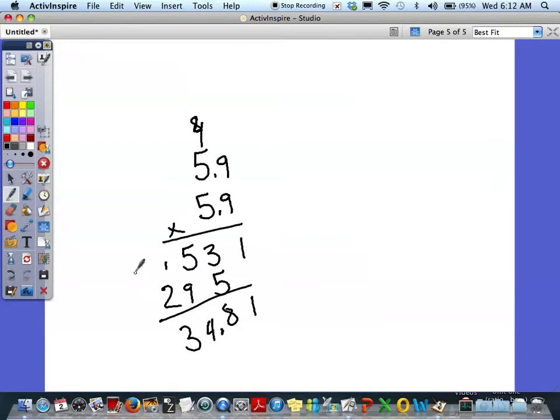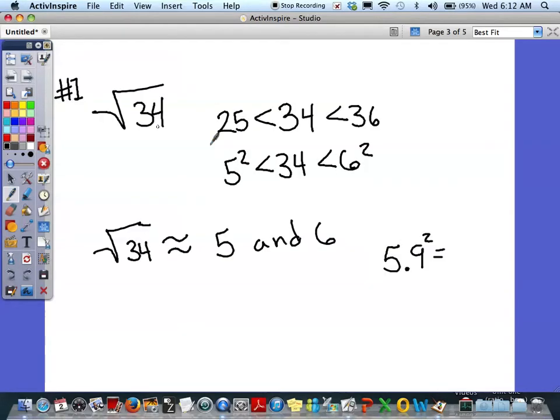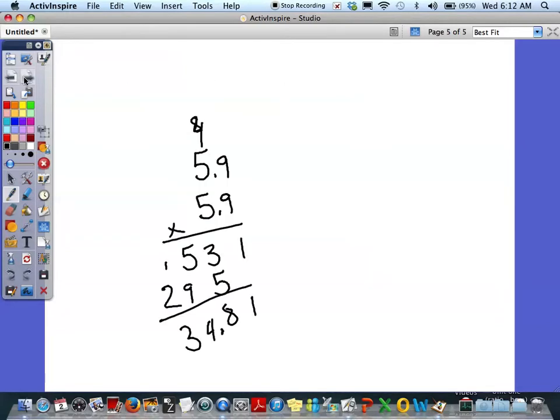Looks like it's just over. So 5.9 squared is 34 and 81 hundredths. So that's a little bit too much. So I'm going to go down to 5.8. Let's try 5.8 squared.